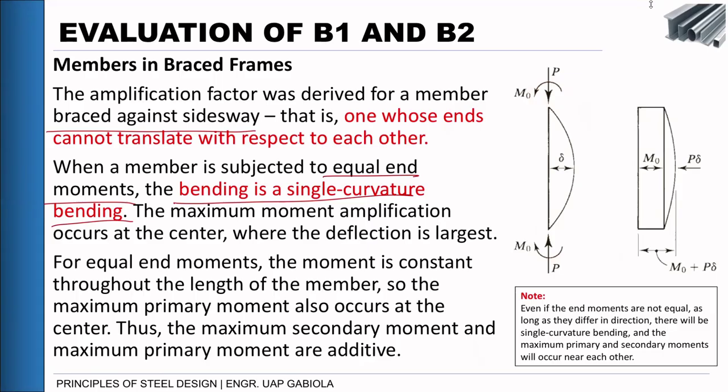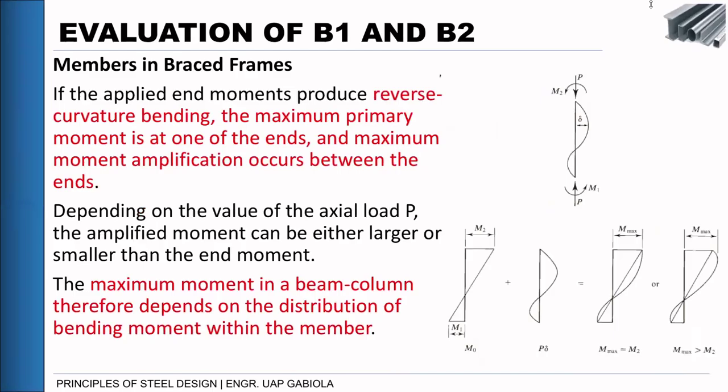Ngayon, what does it mean kapag hindi na siya single curvature. So again, pag single curvature, pwedeng one is clockwise, katulad nito, and the other one is counterclockwise. So there will be always single curvature kapag ganun yung case. Okay? Ngayon kapag halimbawa naging counterclockwise. Okay? So if the applied end moments produce reverse curvature bending. So kapag may reverse curvature bending, meron tayong double curvature katulad nito.